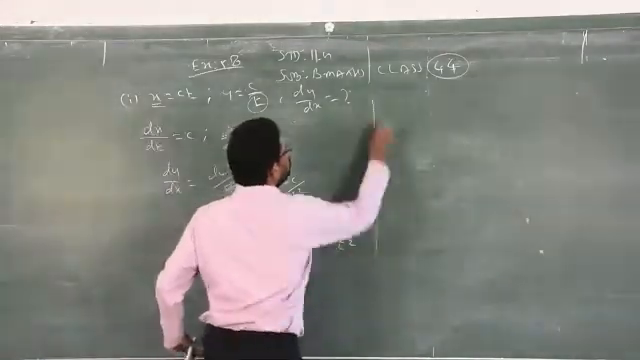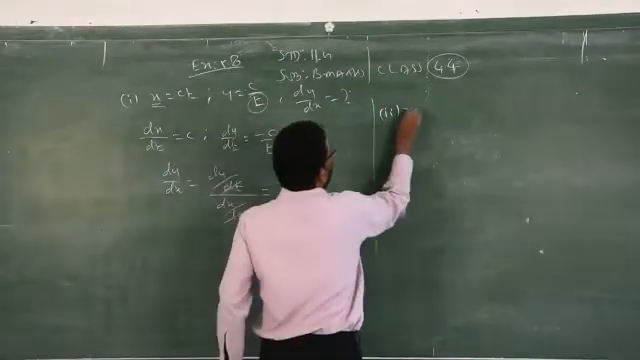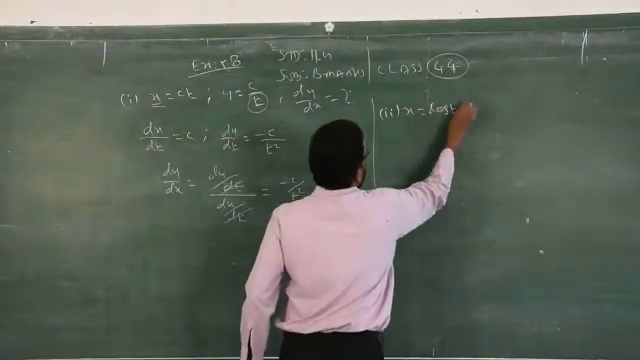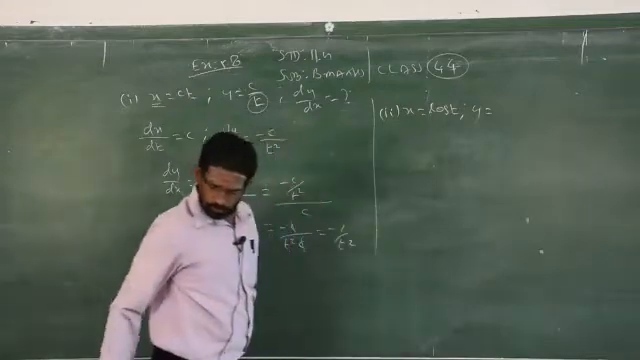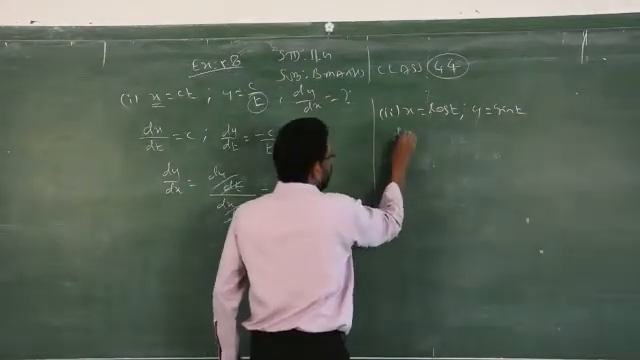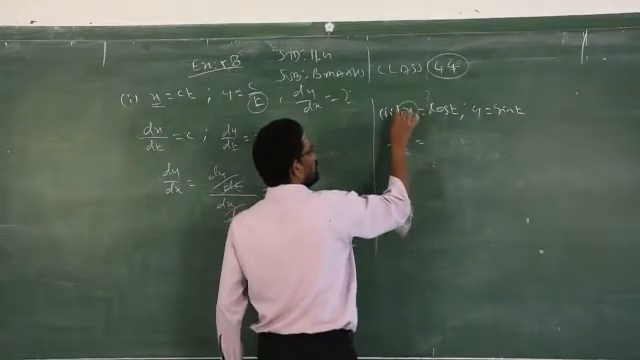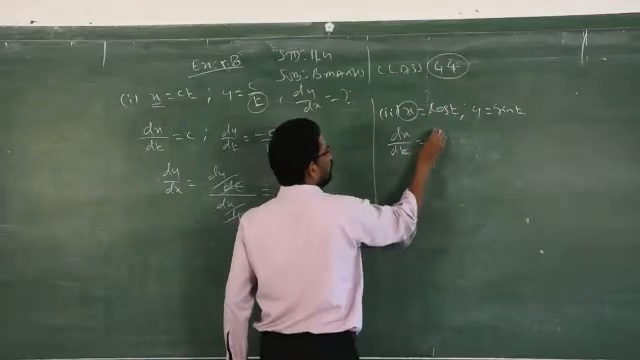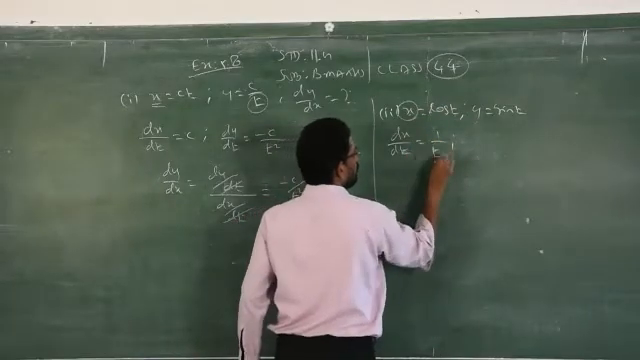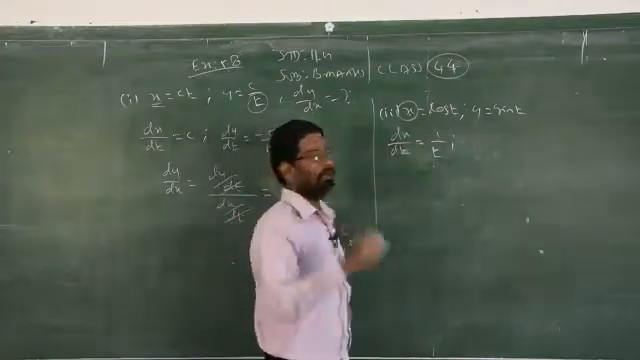Question number 2. This is very simple. So x is equal to log t and y is equal to sin t. So again you have to differentiate x with respect to t, don't write y because we are differentiating the x function with respect to the t variable. Log t is 1 by t according to the formula, log x is 1 by x. So therefore dx by dt is 1 by t.